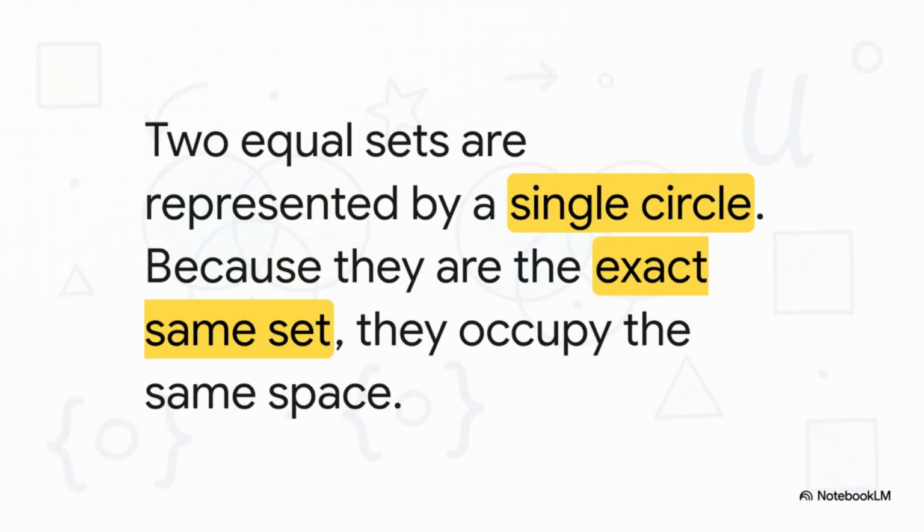So let's try it. How would you draw 2 equal sets? Well, it's actually kind of like a trick question. You just draw one circle. That's it. Because if set A and set B are equal, they are literally the same set, taking up the exact same space. So simple, it's brilliant.